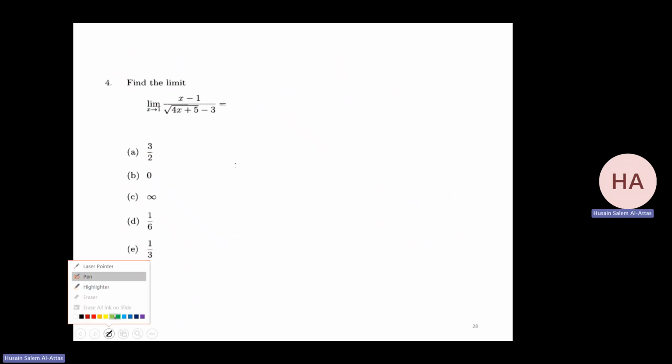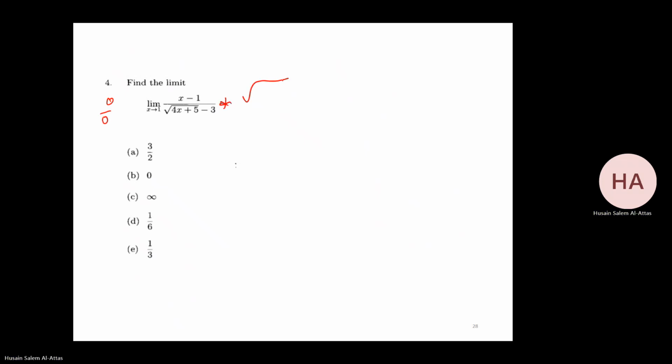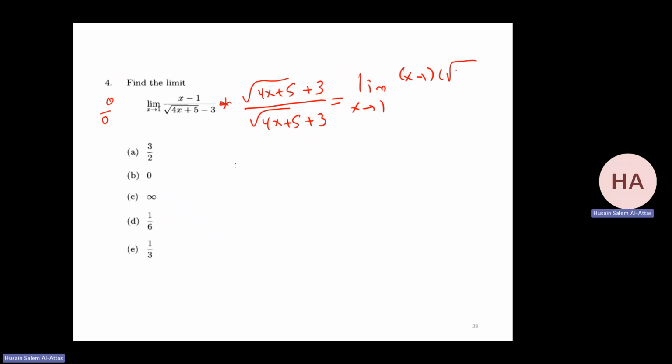Okay, now these are questions for the square root. If we substitute, you get 0 over 0. It means I need to rationalize the denominator and do the calculation. Yeah, nothing new. Just do the calculation. That will be x minus 1 times square root of 4x plus 5 plus 3 over the difference of two squares, 4x plus 5 minus 9.